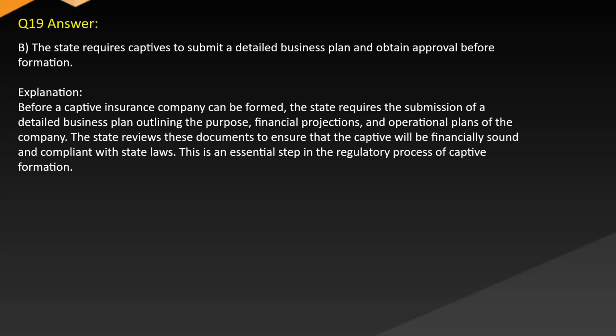Answer: B. The state requires captives to submit a detailed business plan and obtain approval before formation. Explanation: before a captive insurance company can be formed, the state requires the submission of a detailed business plan outlining the purpose, financial projections, and operational plans of the company. The state reviews these documents to ensure that the captive will be financially sound and compliant with state laws. This is an essential step in the regulatory process of captive formation.